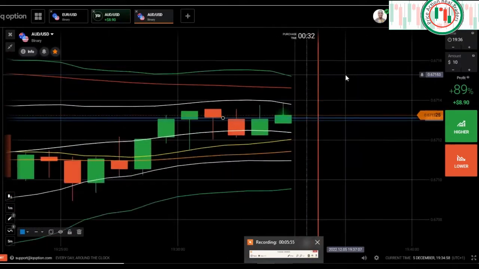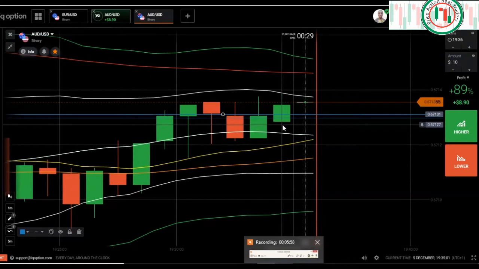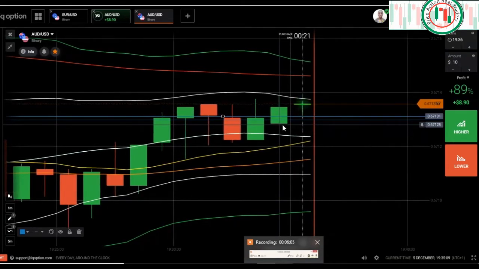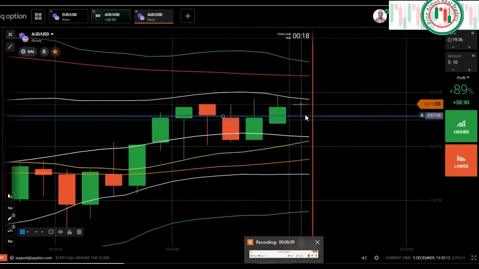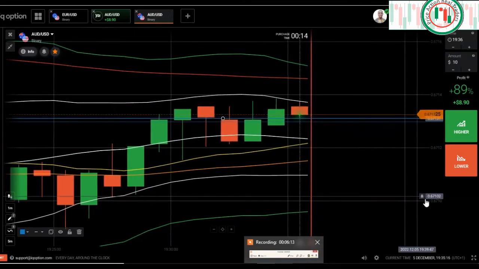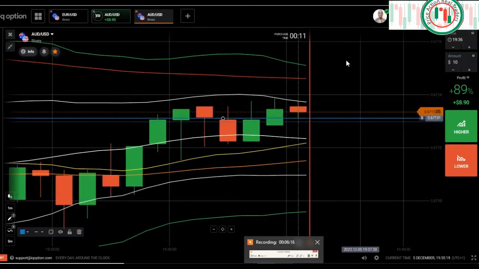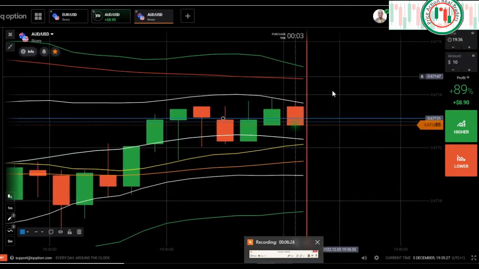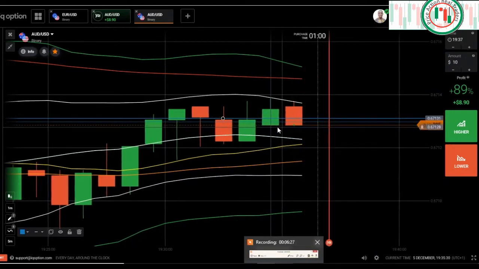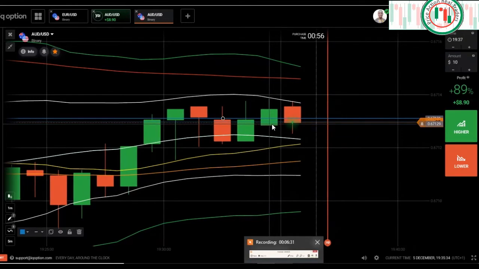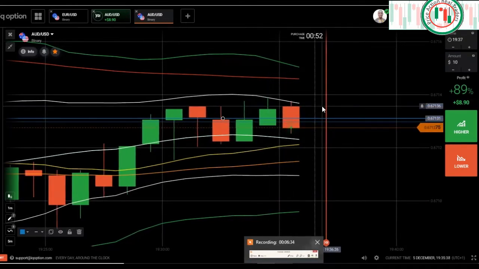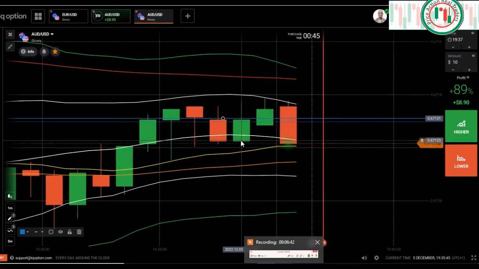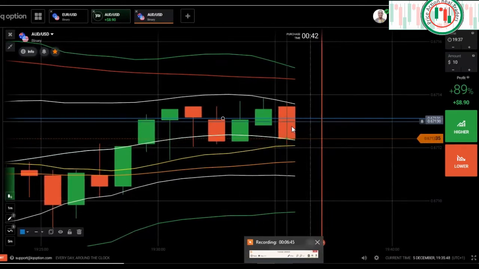Because of the ranging market, you see here, we are closer to the Bollinger, but the market touches here and rejects. So there is no rejection below this candle, so I will not place my trade, because this candle has no rejection here. If there is rejection on this candle, I can place my trade. Even this candle has no rejection here, so it means the market is going down.